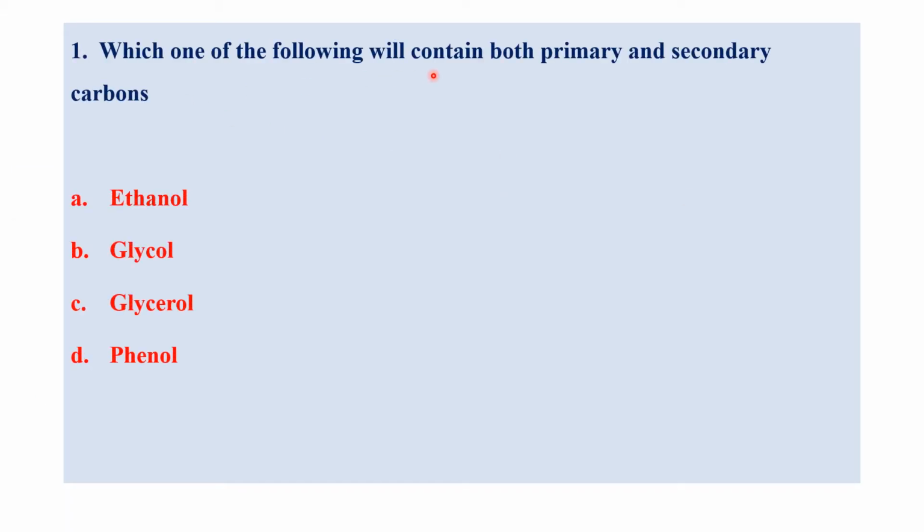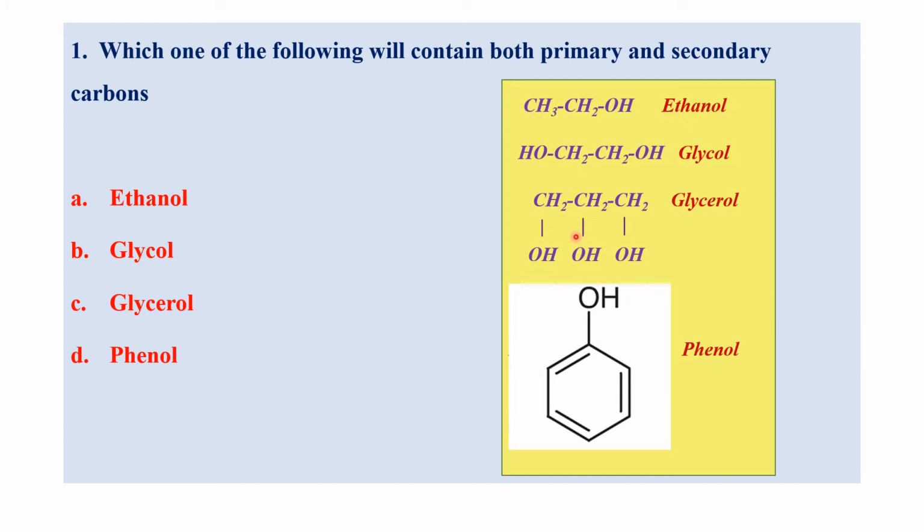Which one of the following will contain both primary and secondary carbons? Ethanol, glycol, glycerol, phenol. So first we will look at their formula. Ethanol has formula CH3CH2OH. Now, what is meant by the primary and secondary carbon? In case of alcohols, here all alcohols are given, whether it is dihydroxy, trihydroxy or monohydroxy alcohol.